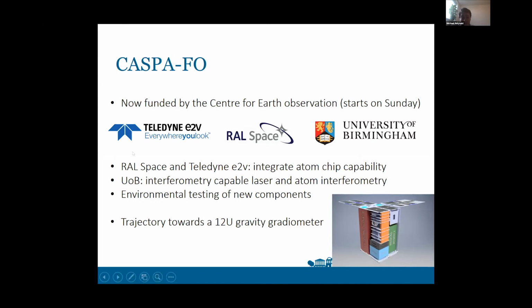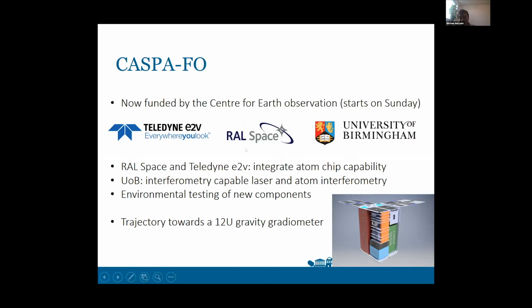And so it's us and Teledyne again, but we've also brought in RAL Space, because one of the big things we want to do is actually move towards BEC type temperatures. So there we've brought in RAL Space, who have some heritage in atom chips, and we've worked with them in some ESA projects there, linked quite strongly to Hanover, who provide a lot of expertise on those kind of things.